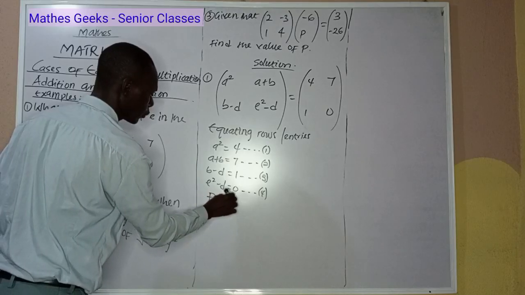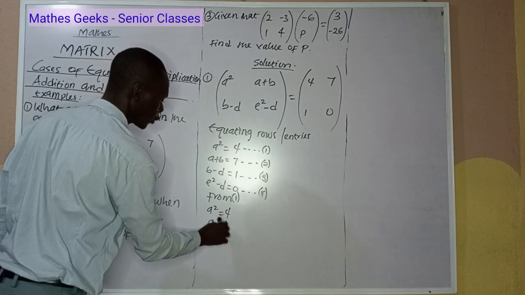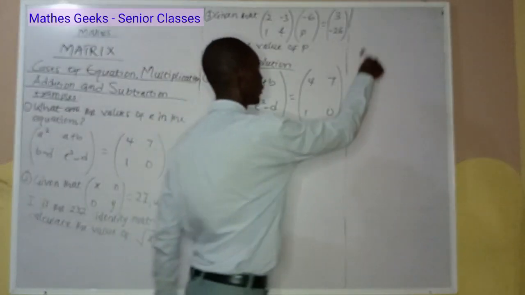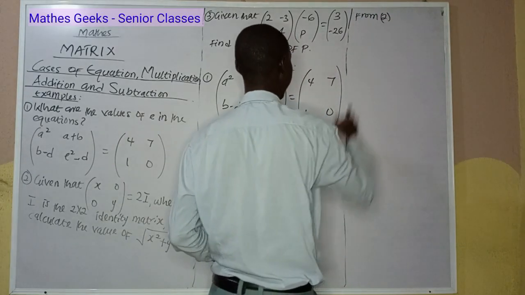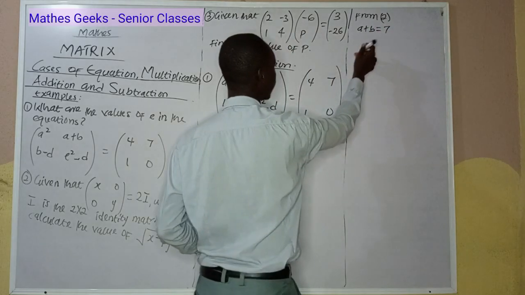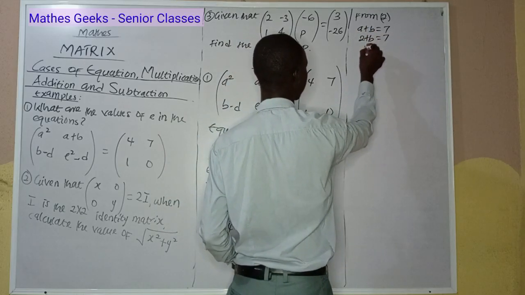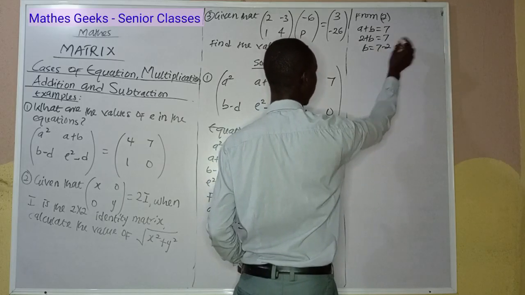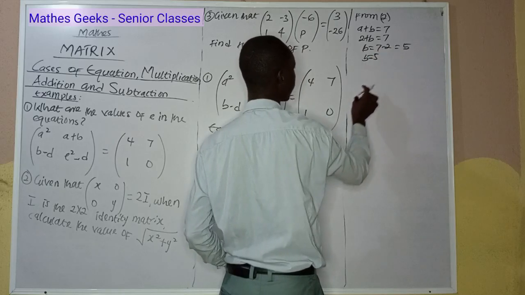So from 1, a squared is equal to 4, and a is equal to the square root of 4, which is equal to 2. From equation 2, a plus b is equal to 7. So where a is equal to 2, 2 plus b is equal to 7, b is equal to 7 minus 2, which is equal to 5. So b is equal to 5.